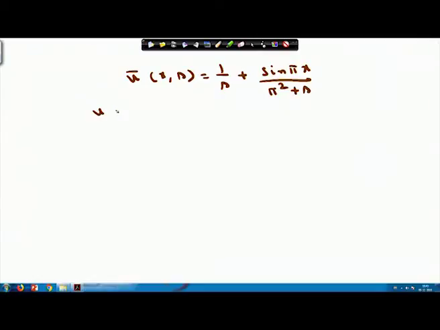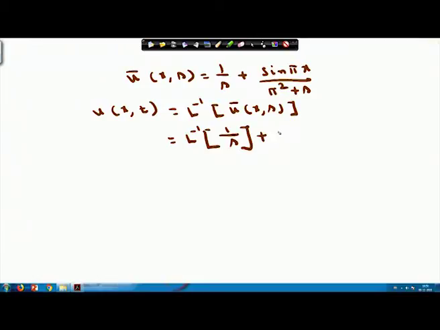So, your u x t is nothing but the Laplace inverse of u bar x s. Your u x t you can write as the Laplace inverse of u bar x s, which means the Laplace inverse of 1 by s plus the Laplace inverse of sin pi x by pi square plus s.